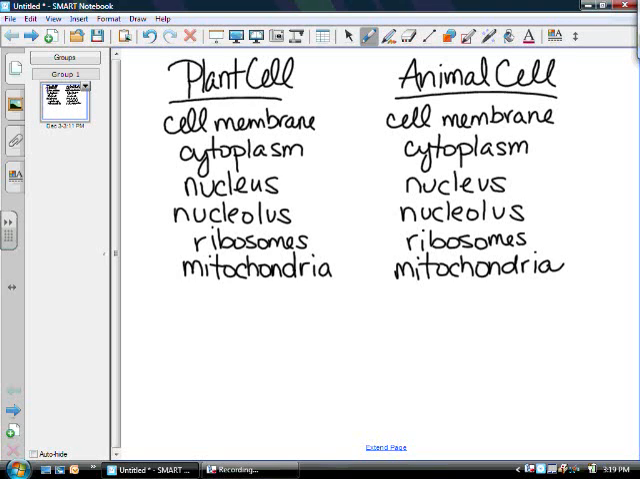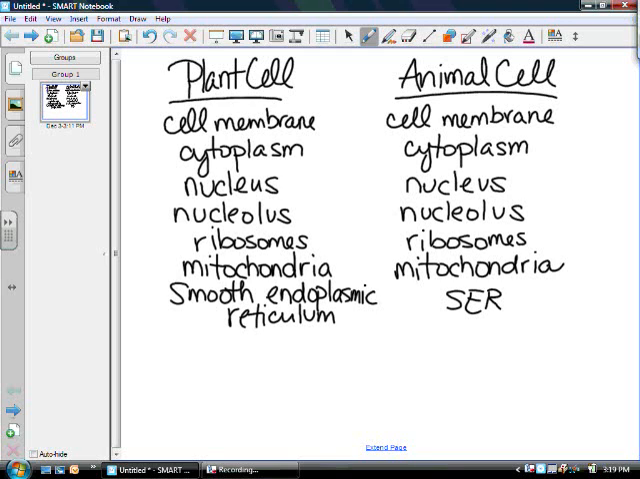You also have a smooth endoplasmic reticulum. And yes, if I'm writing it all out, you better believe I expect you to know it. There's a smooth endoplasmic reticulum in the animal cell as well. Smooth endoplasmic reticulum is going to help break down toxic substances like alcohol and medications. It also has the job of making some of the lipids that your cells require.